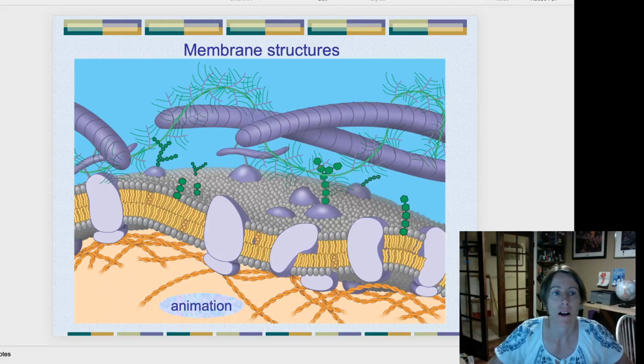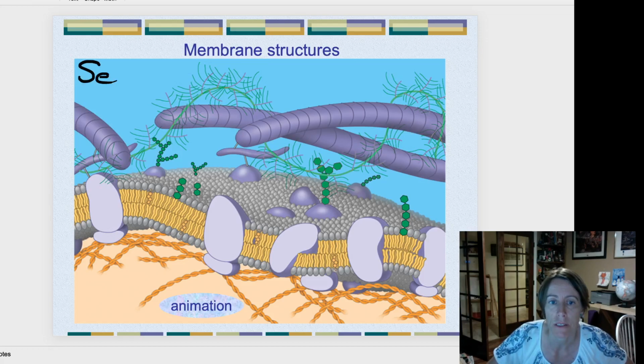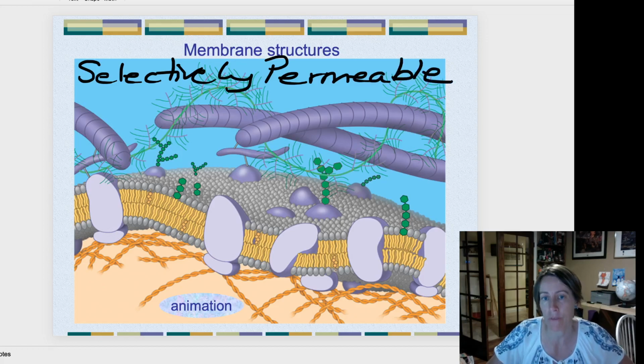All right, there are two terms that are important when we talk about cell membranes. The first one is that membranes are what we call selectively permeable. So, selectively permeable. All right, what that means, pretty straightforward.